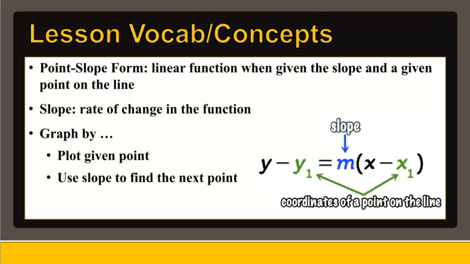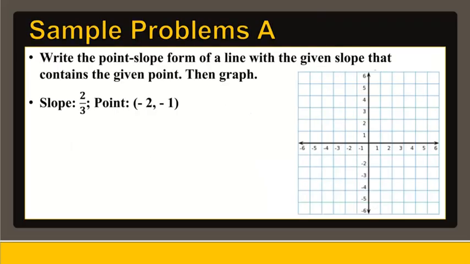So we're going to graph these by plotting the given point that they give us and then use the slope to find the next point. So our first example, we want to write this in point-slope form first, and then we're going to graph the equation. So again, point-slope form is y minus y1 equals m times x minus x1.